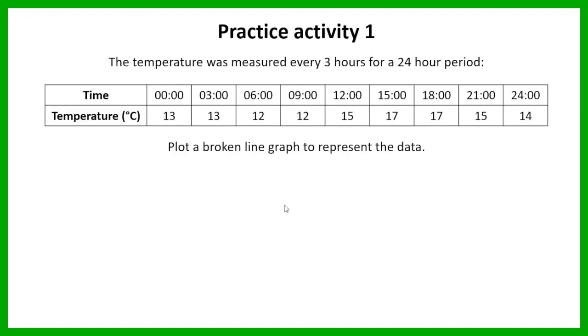Here we've got our first example. It says the temperature was measured every 3 hours for a 24-hour period. And you can see over here you've got your times. You've got midnight, then 3 o'clock in the morning, 6 o'clock in the morning, 9 o'clock in the morning, 12 o'clock, which would be midday. Then you've got 3 o'clock in the afternoon, 6 o'clock in the evening, 9 o'clock in the evening, and then midnight again. They've also told us what the temperatures were that were measured at those different times. So in degrees Celsius, the temperatures were 13, 13, 12, 12, 15, 17, 17, 15, and 14. So we are going to plot a broken line graph to represent the data.